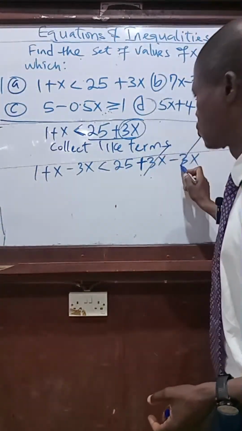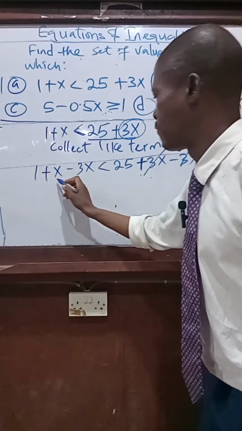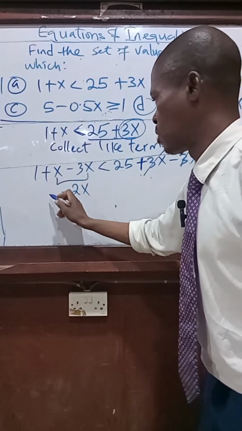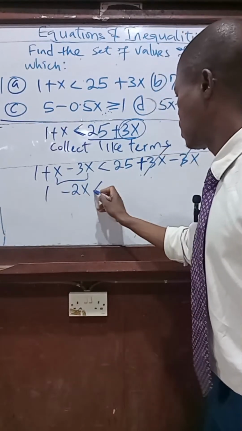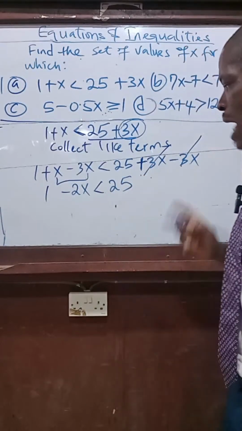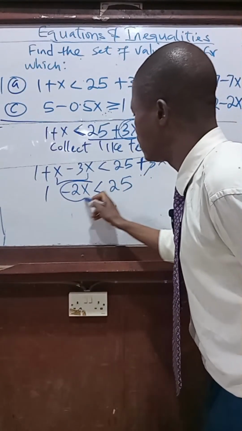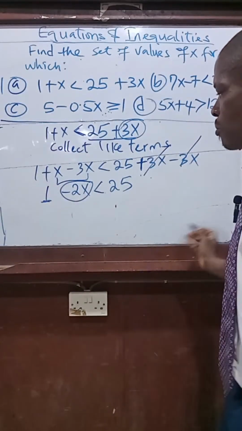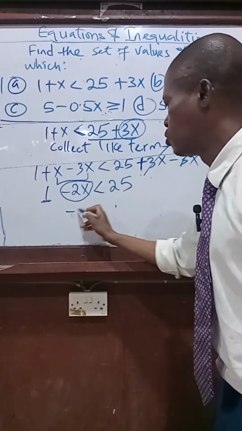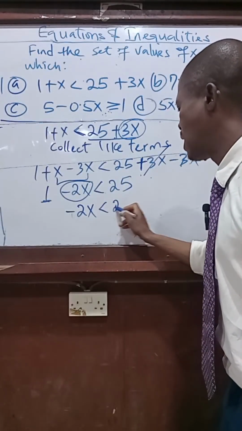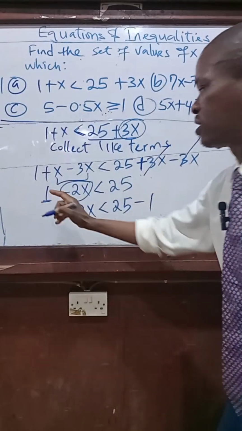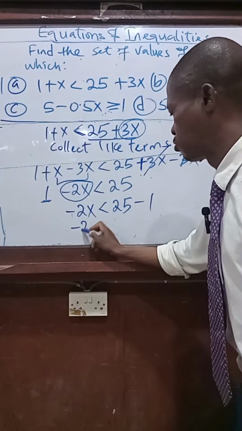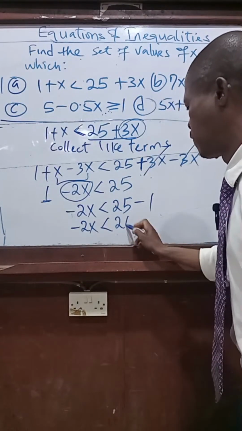So this one cancels, and I have x minus 3x, that's minus 2x. Don't forget your plus 1 here, this is a 1 here, less than 25. Again, I only want the x variable here. I don't want this number here. So that means I'm going to add minus 1 to both sides. So this place will cancel, and that will be equal to what? Minus 2x less than 24.